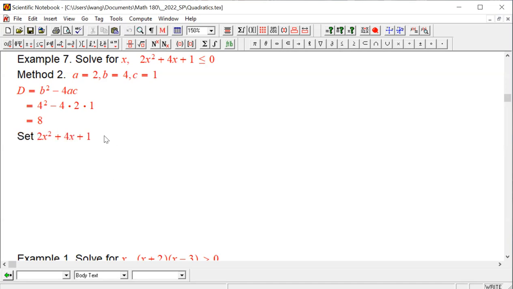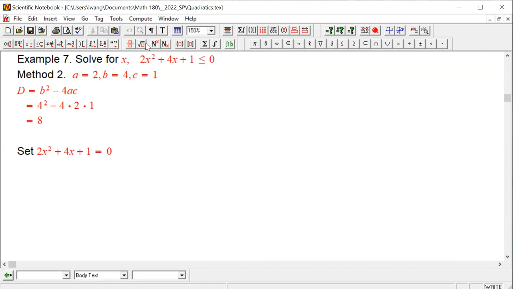Why do we set this piece equal to 0? To find x-intercepts. And we envision that we're going to use the quadratic formula. In the quadratic formula, there's a square root of D. So maybe we just get that done. The square root of D is the square root of 8, and we simplify that. Square root of 8 is the square root of 4 times 2, so we get 2 times the square root of 2.